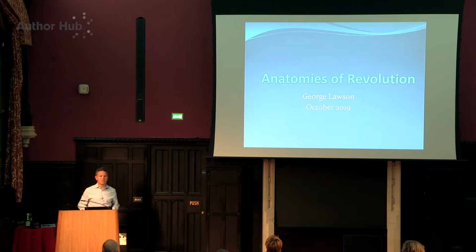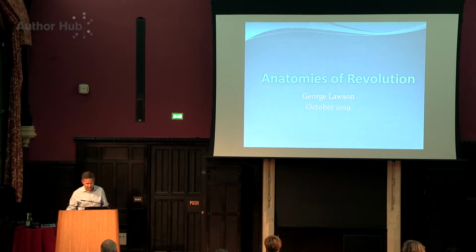So my book starts with the following sentence. There are two main ways of approaching the study of revolution in the contemporary world, and they're both wrong. Now, I want to start by explaining what I mean by that.